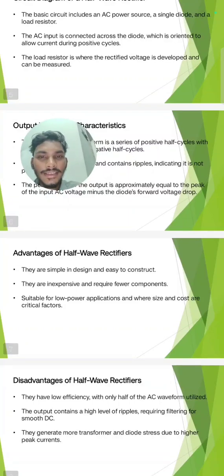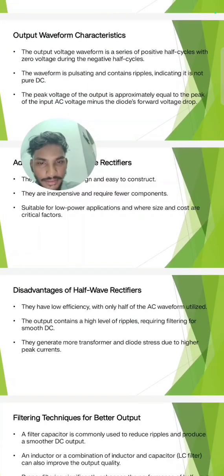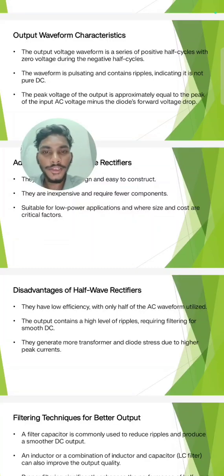It has some disadvantages also. It has low efficiency, with only half of the AC waveform utilized. We cannot get the full waveform; the name itself tells that it is a half-wave rectifier. The output also contains a high level of ripples.